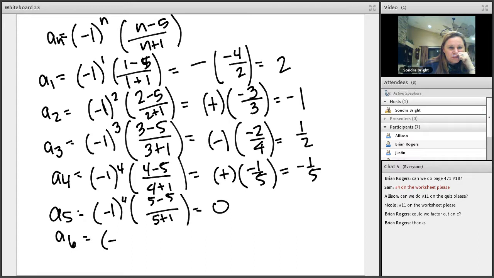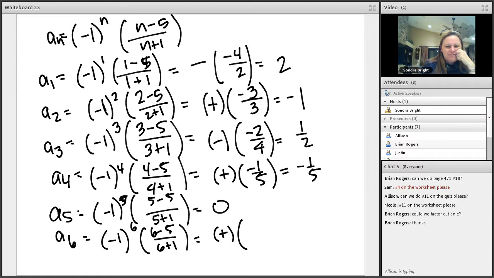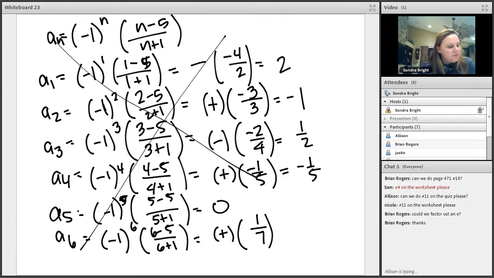What does the sixth one do? It's negative 1 to the 6th power, so that's a positive, and then 6 minus 5 over 6 plus 1, which will give you a positive 1 over 7. Anyway, the point is that this kind of looks like it's getting smaller, but it doesn't, because n minus 5 over n plus 1 just goes to 1. So I guess this wasn't helpful. Most times you can start plugging things in to get an idea, but really it comes down to doing the limits.